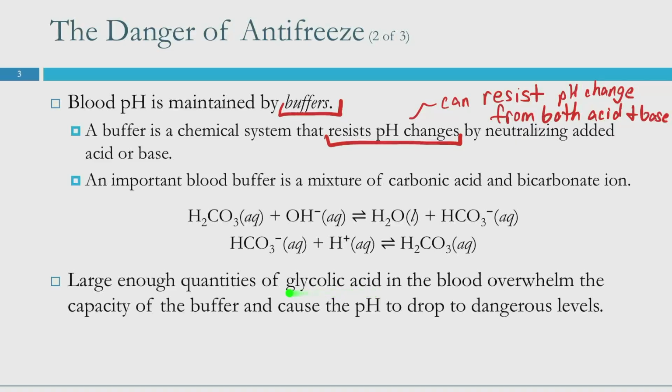If you get large enough amounts of glycolic acid in your blood, that's going to overload the capacity of the carbonic acid, and then you will start to build up excess H+. So once HCO3- is depleted, H+ can change rapidly.